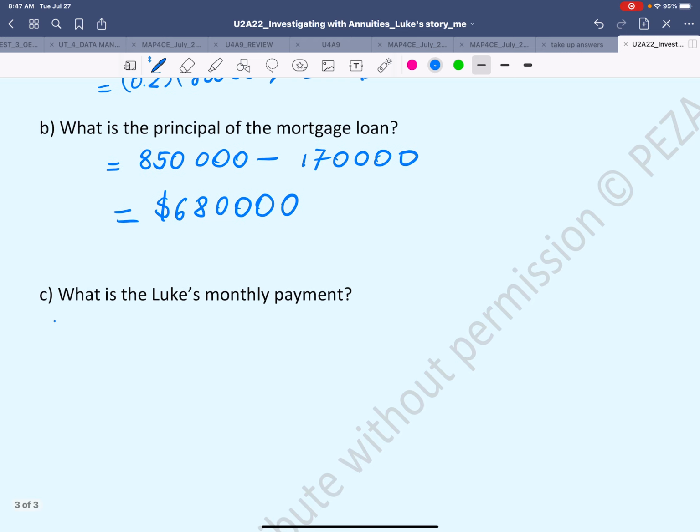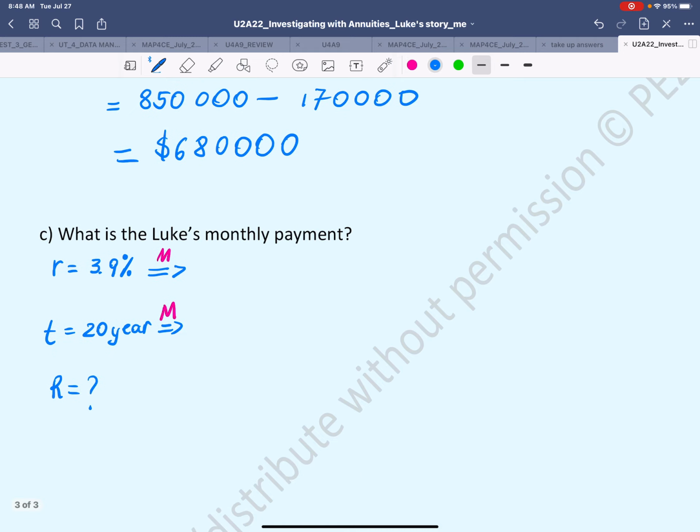which, let's recall again, the annual rate was 3.9%, compounded monthly. The amortization was over 20 years, again monthly. We need to know what the regular payments will be. We know that the amount of mortgage or the loan, the mortgage, the present value, we can say, the money that he owes is $680,000.